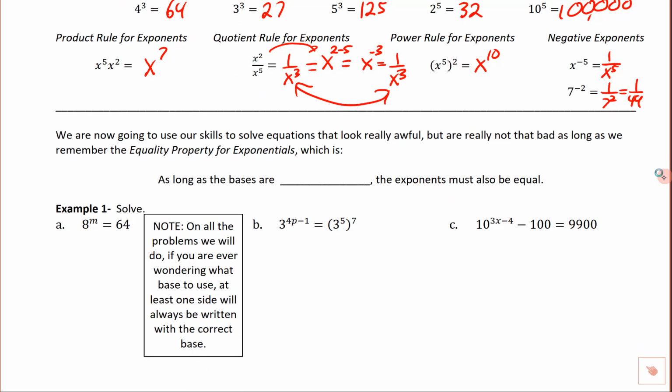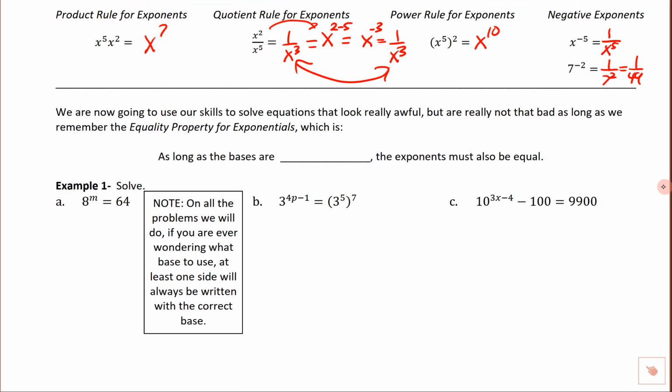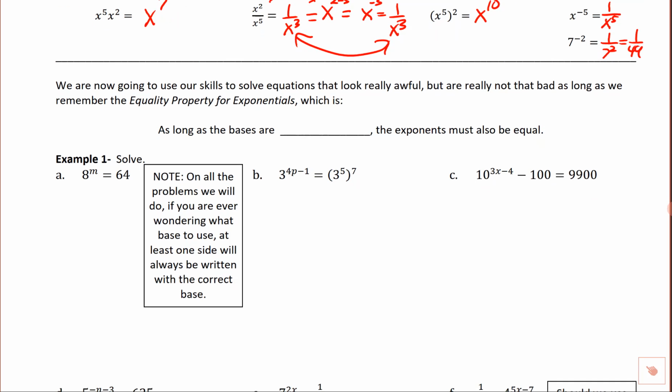We're going to use our equation solving skills on some things that look really awful, but they're really not that bad. In fact, I really think you're going to like these, because all we need to do is remember what the equality property of exponentials is. So as long as the bases are equal, and that's really the key here, and all of them are going to be equal on the ones that we do here, then the exponents must also be equal.